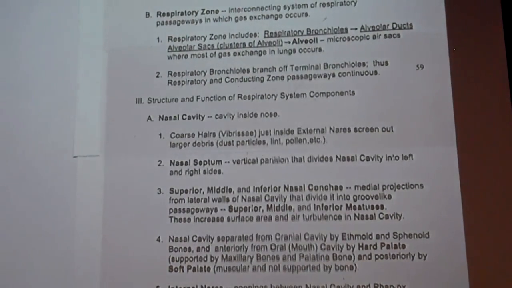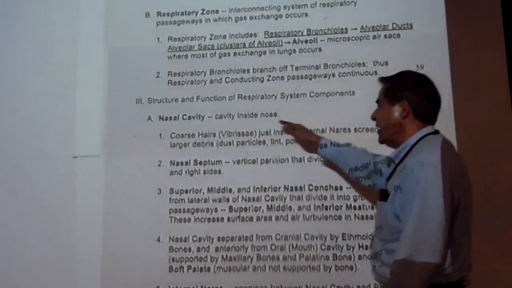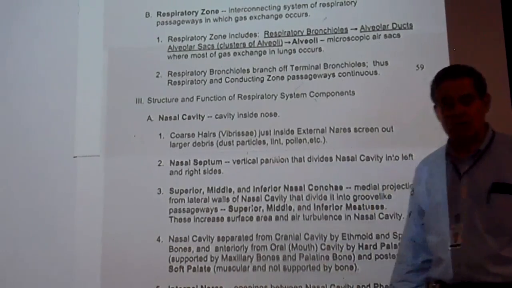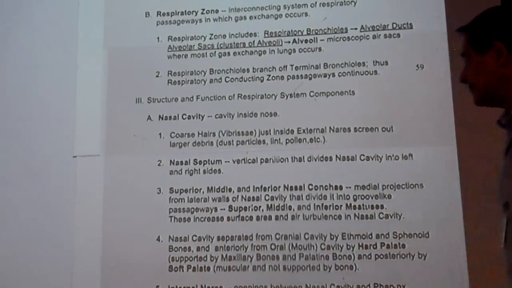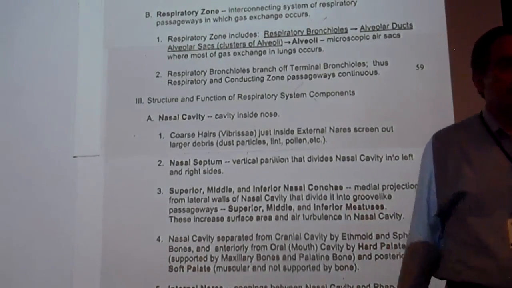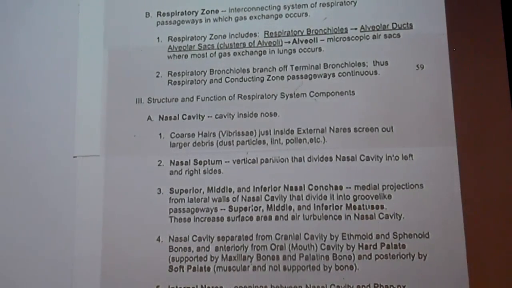Okay. So we start and trace through. Nasal cavity, of course, it's the cavity inside the nose. We have some coarse hairs just inside. These are called vibrissae. And their purpose, of course, is to screen out larger debris. Okay? Large dust particles, things that are drifting in the air, flying insects, stuff like that.